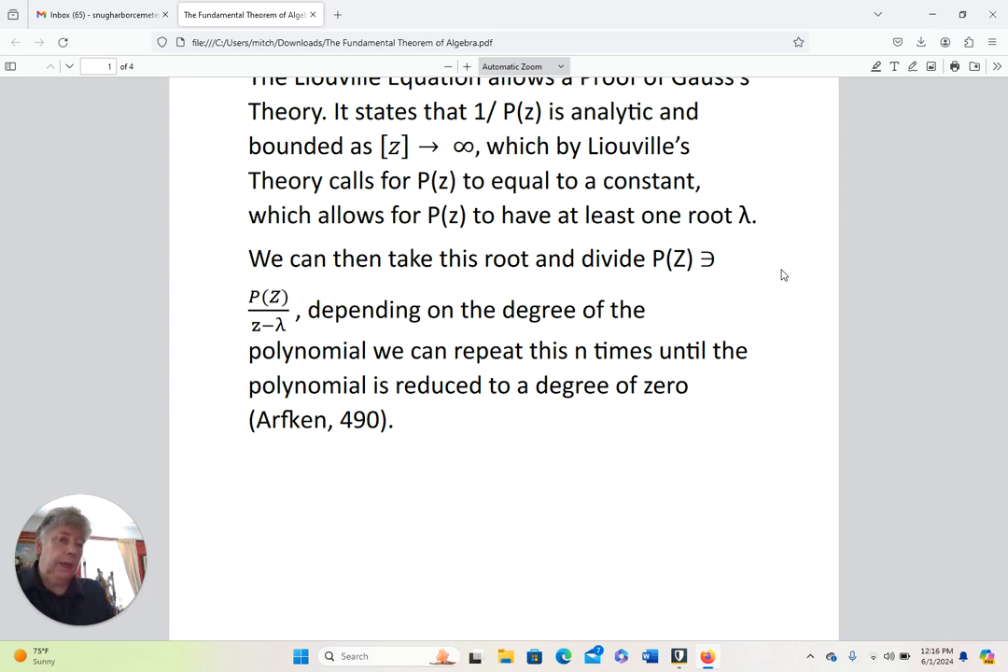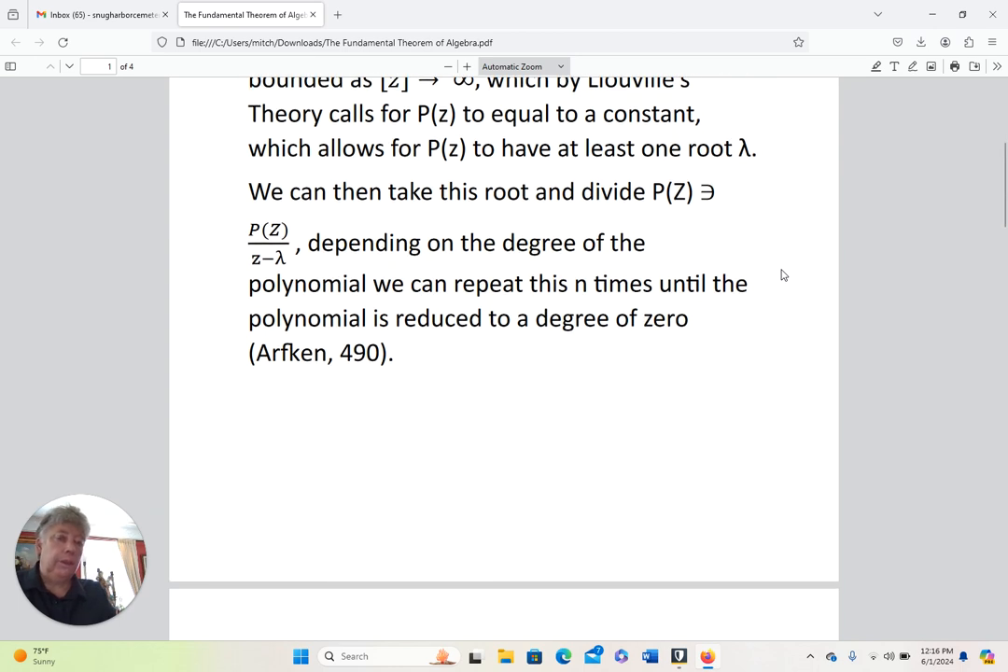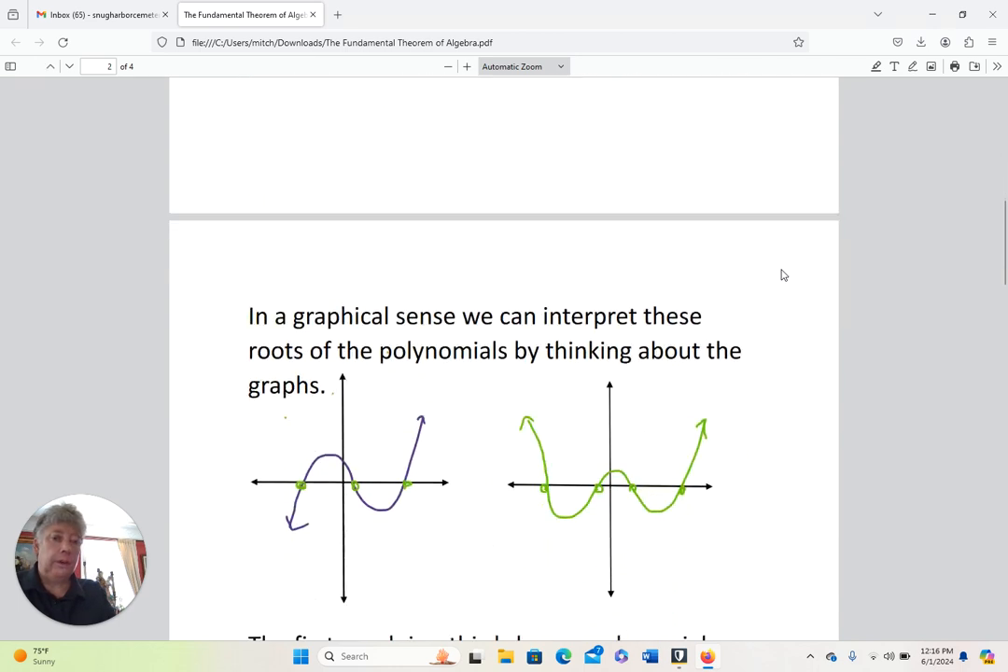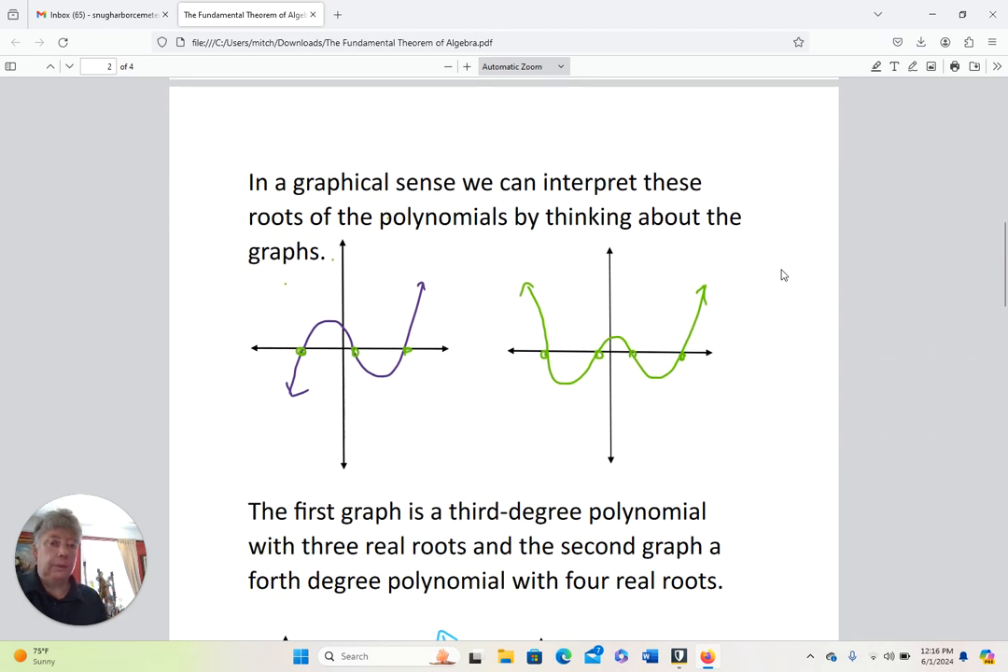So what we're going to do now is take a look at what these roots would look like, and we're going to do this by looking at graphs. For example, if we looked at these two graphs here, we would realize that the first graph is a third degree polynomial, and it has 3 real roots. And the second polynomial there is a fourth degree polynomial, and it has 4 real roots.